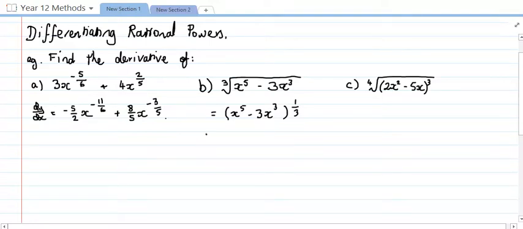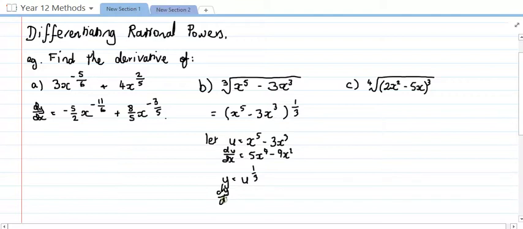So what I'm going to say is let u equal x to the 5 minus 3x cubed, that's the inner function, and so du dx should be 5x to the 4 minus 9x squared, and I could then say that y equals u to the power of 1/3, so dy du is 1/3 u to the power of negative 2/3.